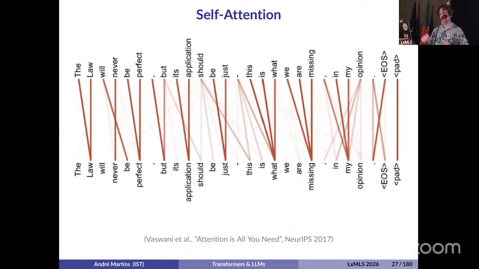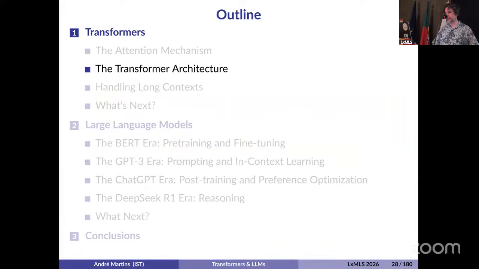If you do this self-attention, then for a sentence like the one shown here, you can see how much each word in this sentence attends to every other word in the sentence. You can think of this as some kind of self-alignment. Any questions before I proceed to the transformer architecture?